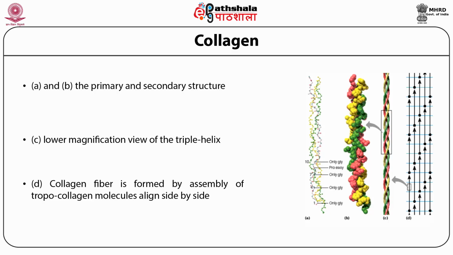You can zoom in on that, and you can see the three polypeptides: yellow, red, and green. Those are coming. And if you zoom in further, you can see the glycine, proline, and hydroxyproline in the center. All the glycines are coming, and hydroxyproline is generally on the surface.